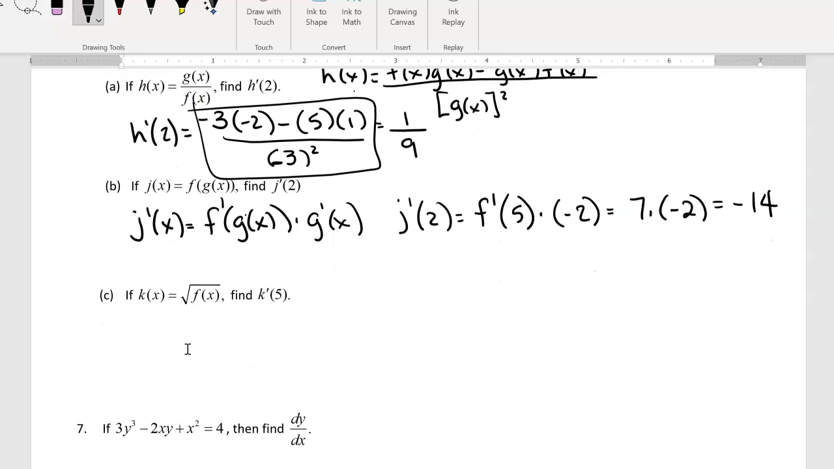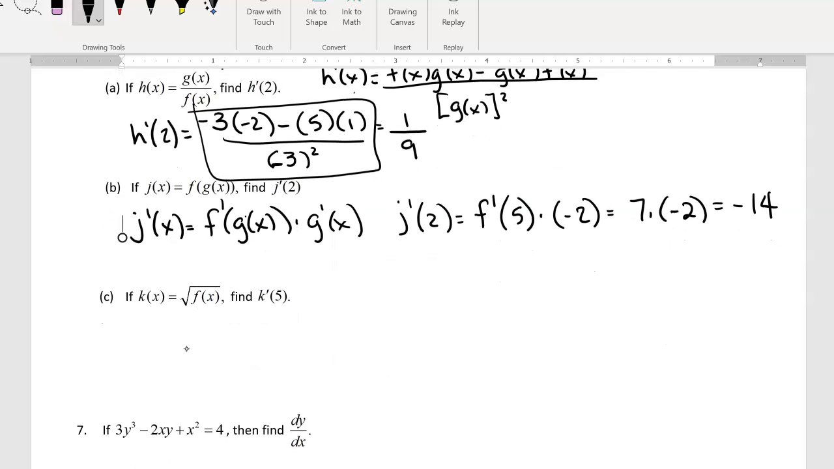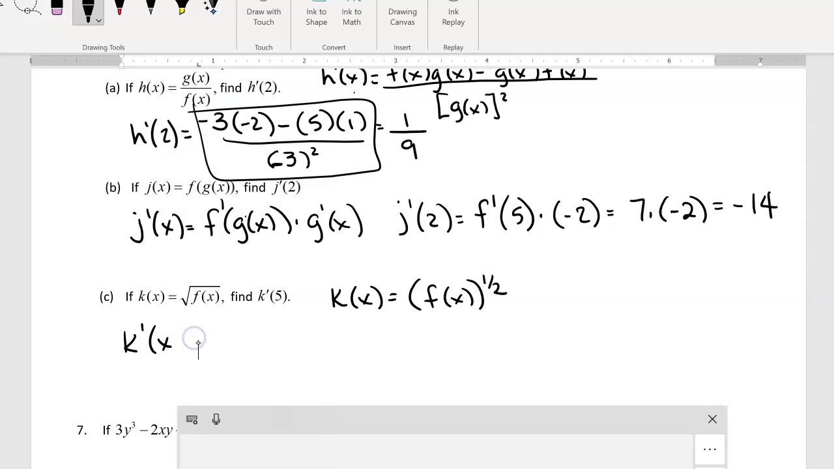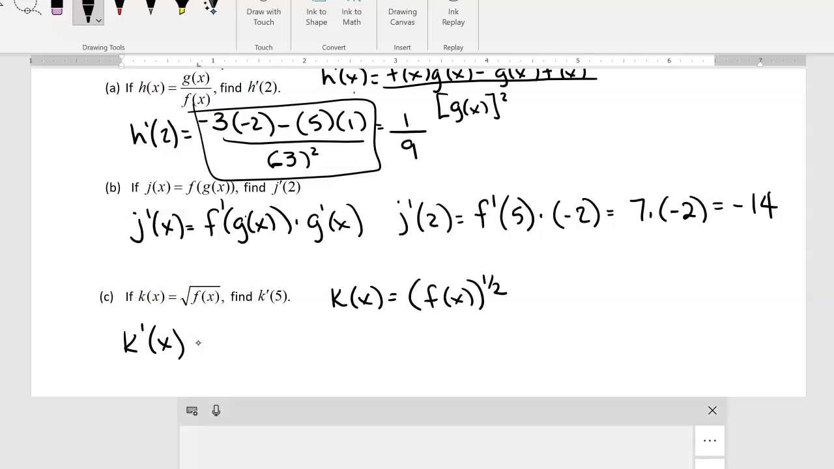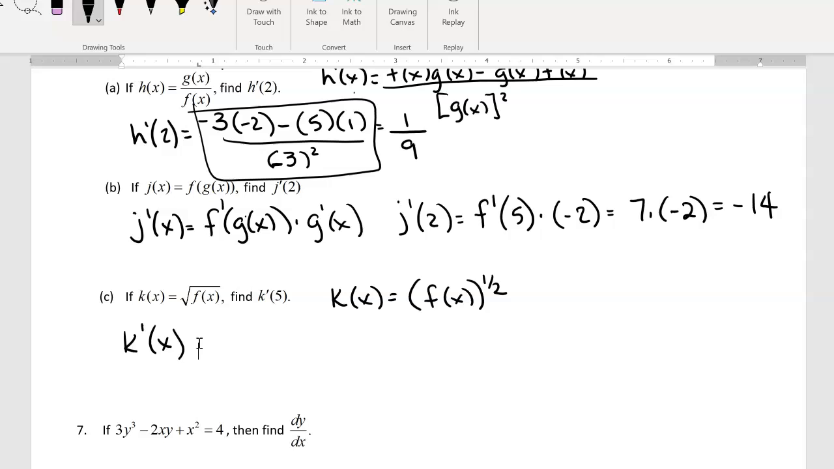C was also chain rule. It was just presented in a little different format. K, if we write it so we can really see what's going on there, is f of x raised to the 1/2. So k prime would be 1/2 f of x raised to the -1/2, there's our chain rule, times f prime.